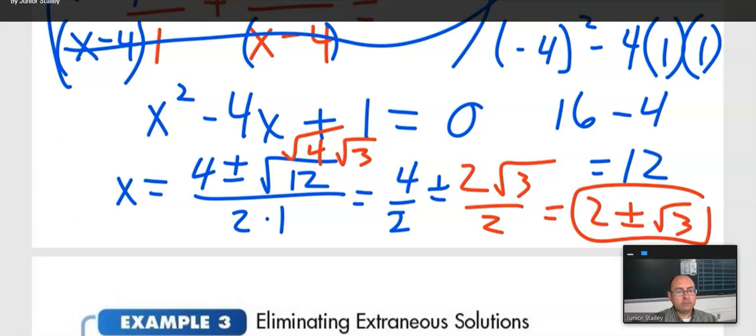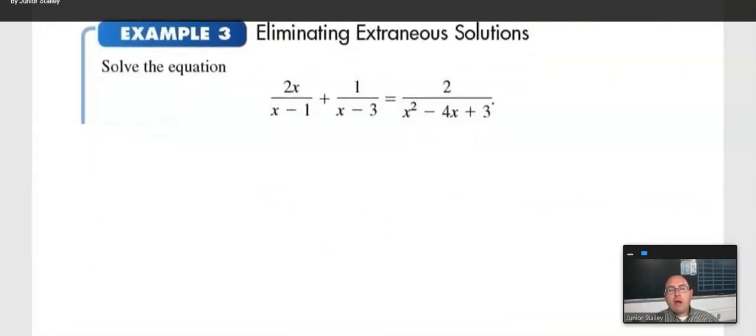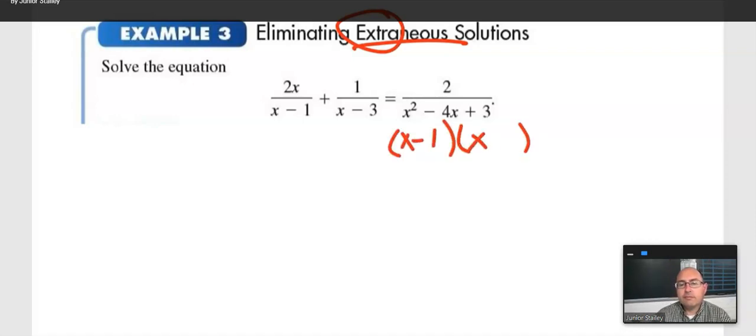Clear. And those two solutions are the solutions to your question. Okay, eliminating extraneous solutions. Remember we talked about this. You have the word "extra" in there. In other words, you do all the math correctly, but it doesn't end up giving you a good result. When you factor this denominator here, it factors into x minus 1 and x minus 3.